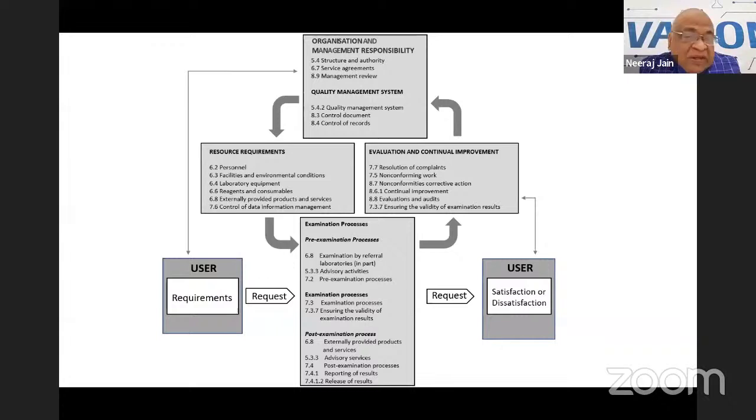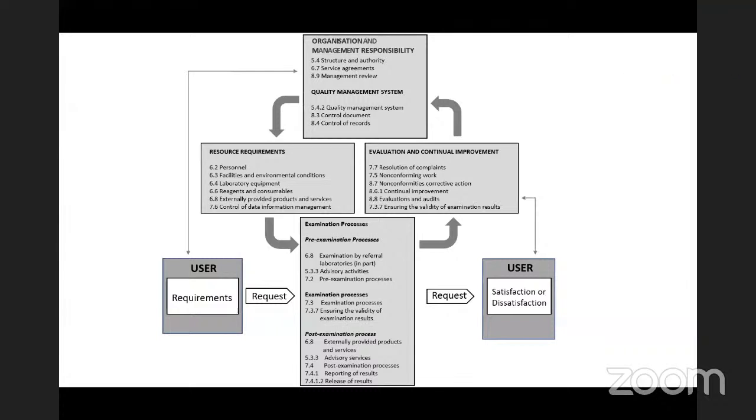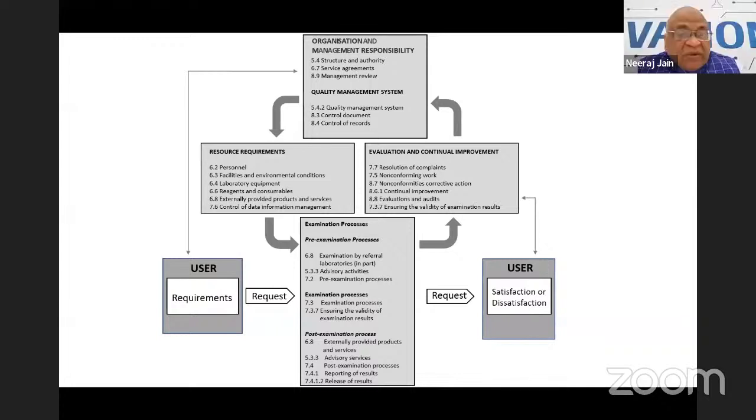For this, what is required? A well-defined organizational structure. What are the authorities and responsibilities of various persons working in the laboratory? A service agreement between the laboratory and users. That doesn't mean an agreement on some stamp paper. They should understand what all the expectations from the laboratory are and how these will be fulfilled. Regularly you are interacting with your management review. What is their expectation from the laboratory? What are your requirements from the management?